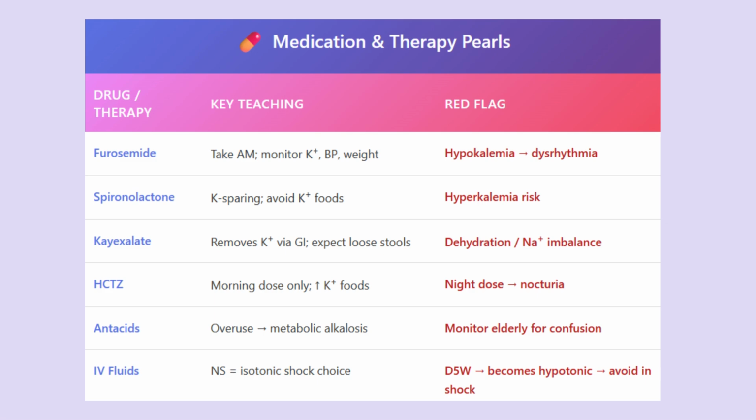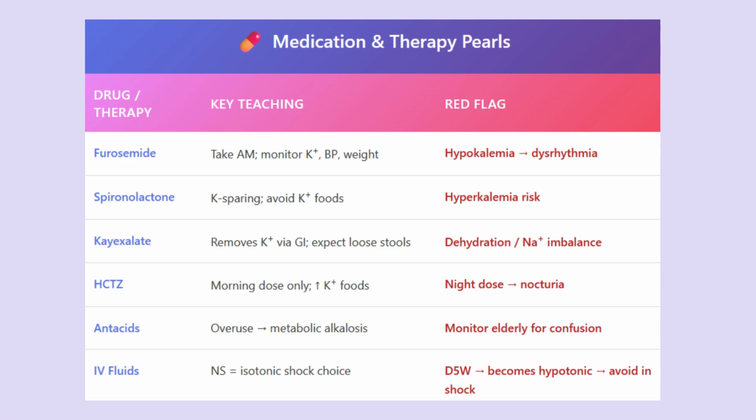Now let's review medication and therapy pearls to reinforce safe practice. Furosemide should be taken in the morning. Monitor blood pressure, potassium, and daily weight. Spironolactone is a potassium-sparing diuretic, so teach patients to avoid potassium supplements and salt substitutes. Kayexalate removes potassium through the GI tract. Loose stools are expected, but dehydration must be watched for.